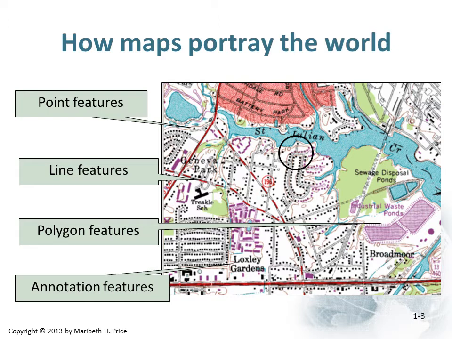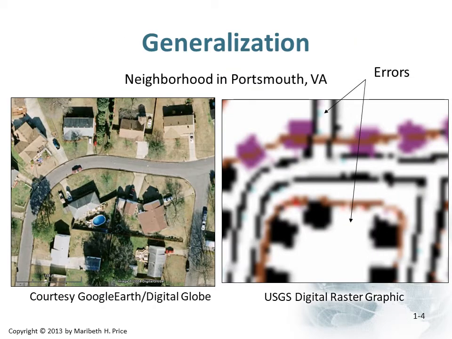If we want to get into the beauty of it all, points are 0-dimensional, lines are 1-dimensional, polygons are 2-dimensional, annotations are labels that act like points.